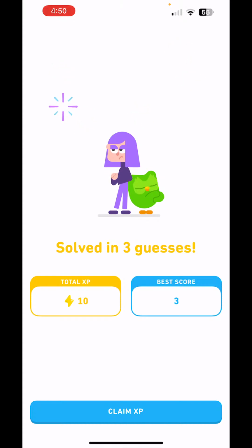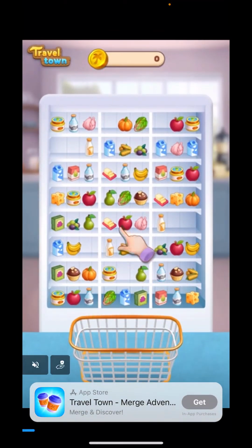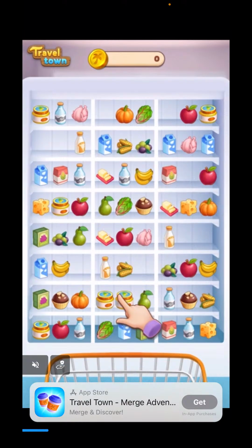So that's just one of the many features that Duolingo offers. It's a very nice way to practice your math and exercise your brain. So I hope you guys enjoyed that. That was really fun.